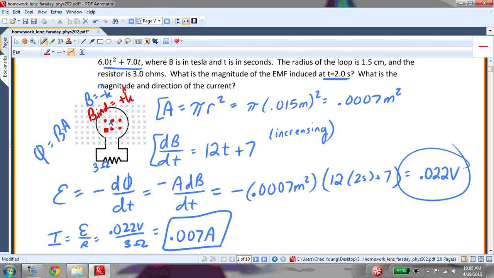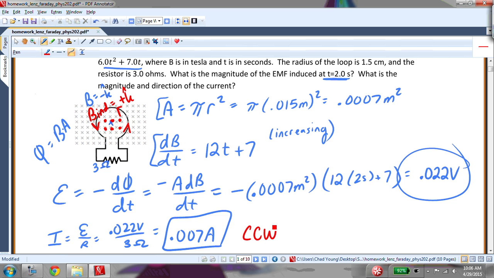We use Lenz's law to find the direction of this induced magnetic field. And then we do our right-hand rule like we had in the previous chapter on magnetic fields. We let our thumb go in the direction of the current in this loop, and our fingers give the direction of the magnetic field. So my current is going to flow in this direction. So it's going to be 0.007 amps in the counterclockwise direction.